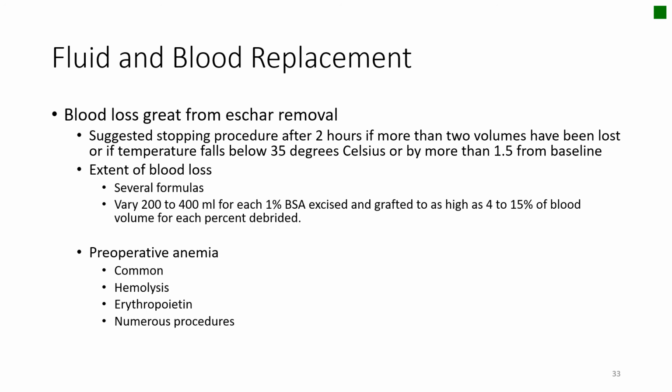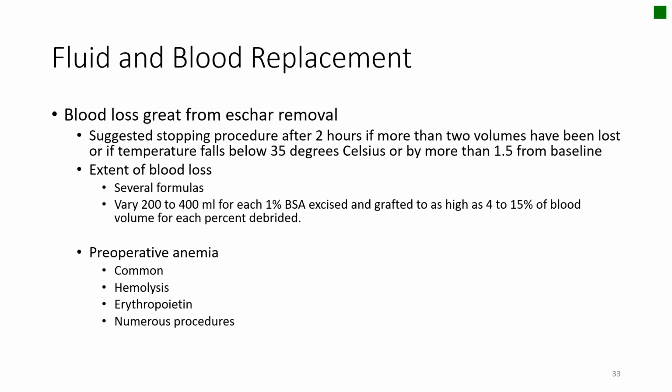Again, extent of blood loss, there are several formulas that are involved. They vary from 200 to 400 mLs for each 1% of body surface area that is excised and grafted, to as high as 4 to 15% of blood volume for each percent that is debrided. Preoperative anemia is another indicator for transfusion and is commonly seen in our burn patients, especially if the burn is greater than 10% of the body surface area.